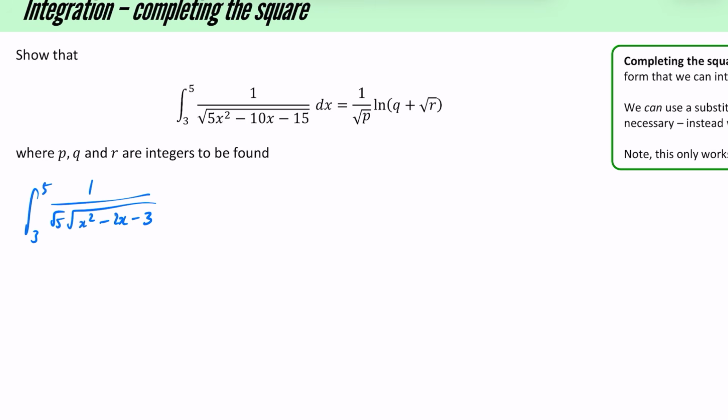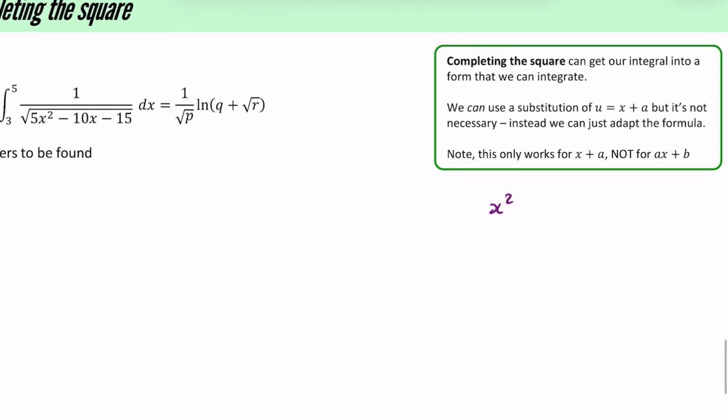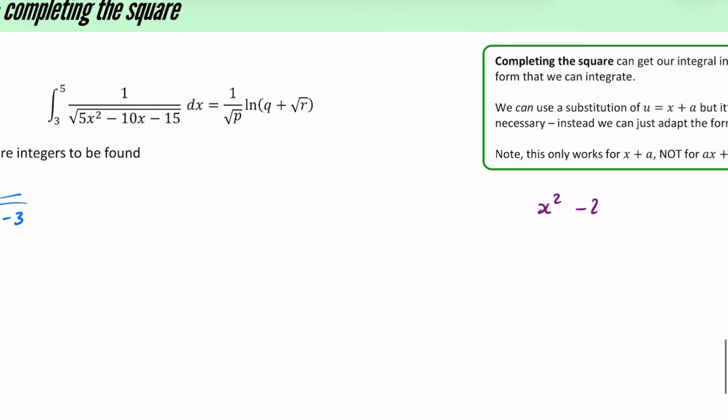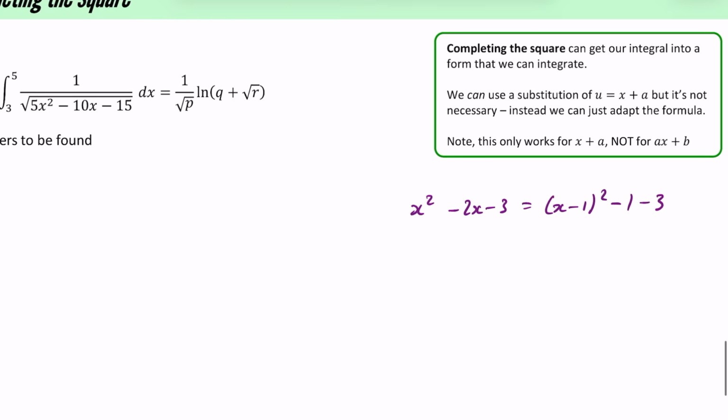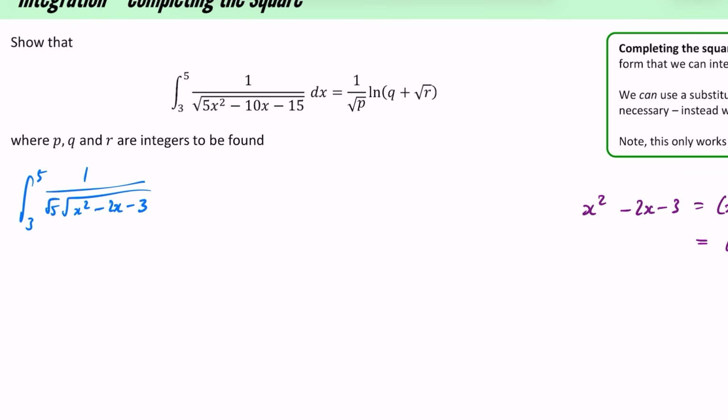So over here, I'm going to do completing the square on my x squared minus 2x minus 3. So you know how to complete the square. This will be x minus 1 squared. There'll be a minus 1 from the minus 1 part being squared, and the minus 3. So it's x minus 1 squared minus 4. So these questions, they are demanding. So between 3 and 5, I'll put that 1 over root 5 outside the front, okay? This root 5 here is going to go to the front.